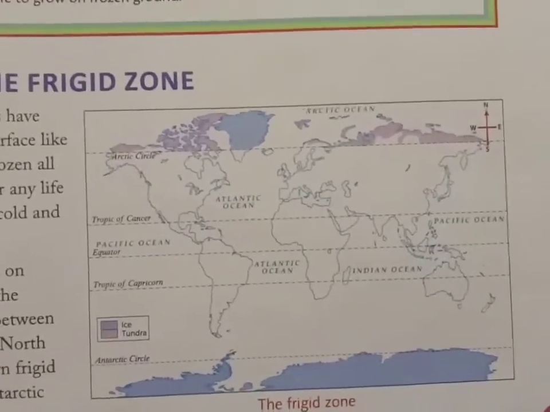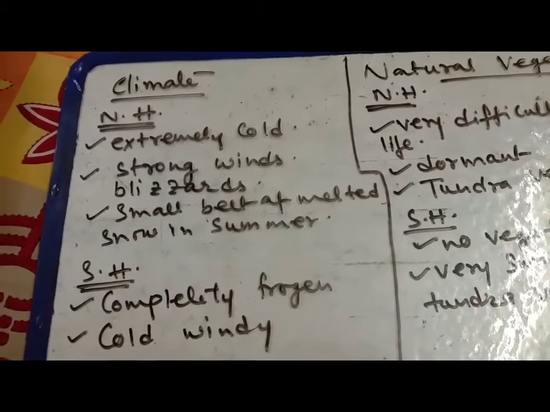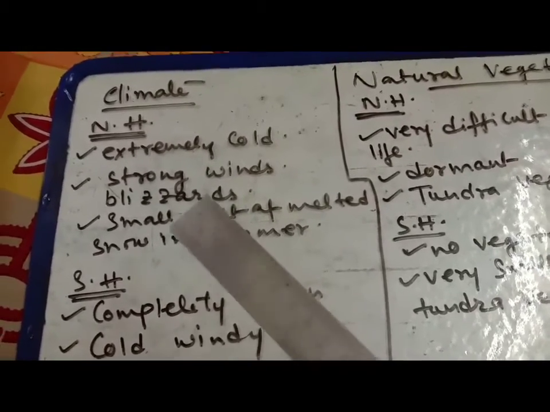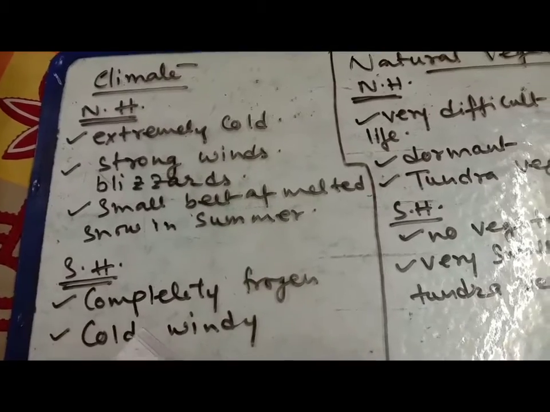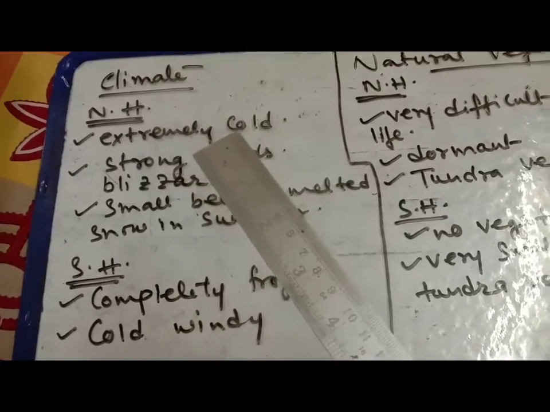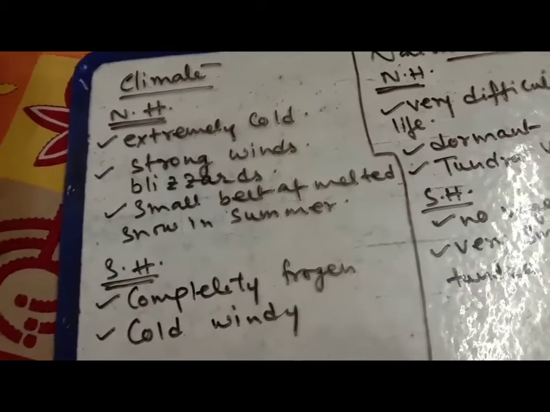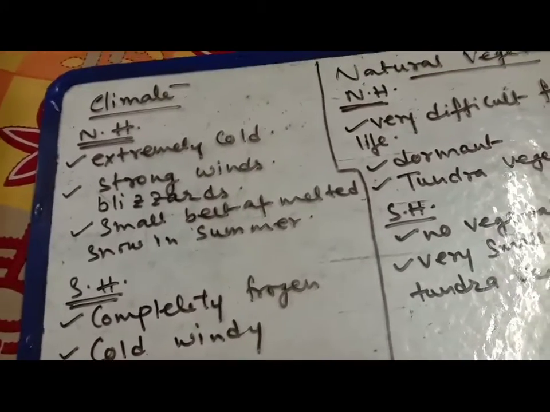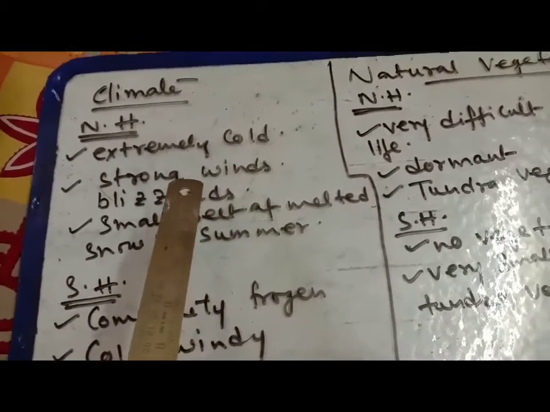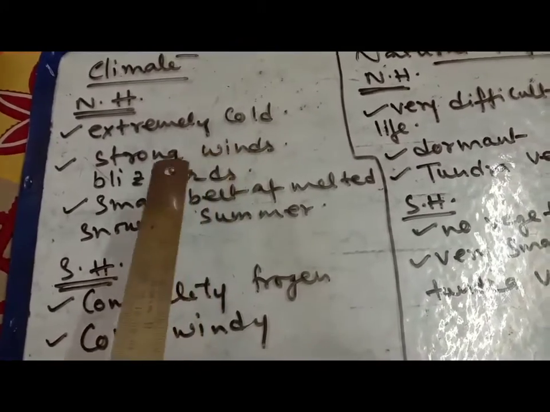Now students, here I have written about the climate of the frigid zone. We must know about the climate of the frigid zone, and here I have divided it into two parts: northern hemisphere and southern hemisphere. Northern hemisphere means the Arctic circle, the Arctic region. So what do we get in the Arctic region? Number one, extremely cold, I have written. What does it mean? It means this place is really very cold and mostly frozen water. The water is frozen.